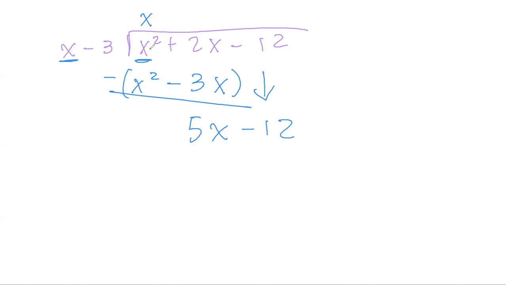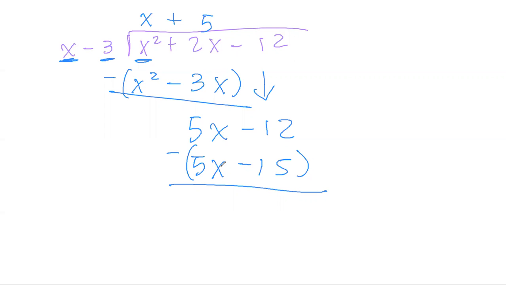What do I multiply x by to get the 5x? So that's just plus 5. And I multiply the 5 with the x minus 3, so I have 5x minus 15. And again, I'm subtracting that. So you see, all I'm doing is I multiply the 5 with the x and then the negative 3 to get to the second portion here that I'm subtracting. And when I subtract, I have, so it's negative 12.